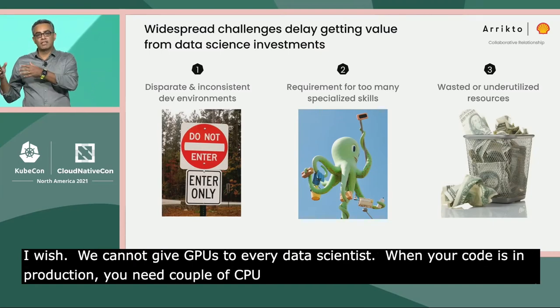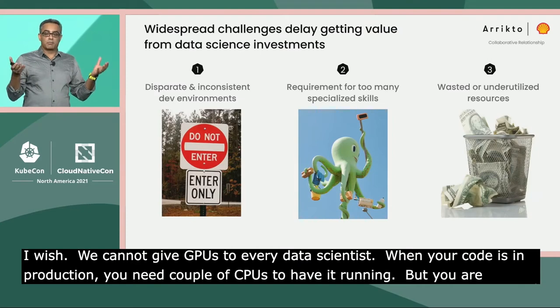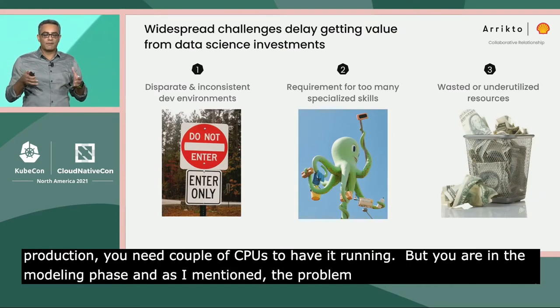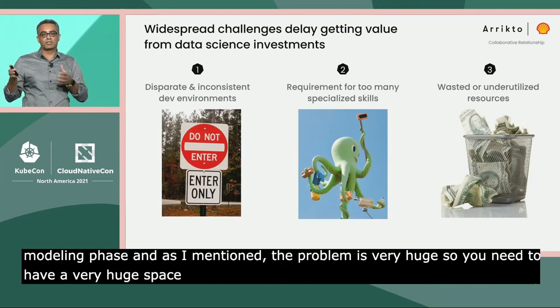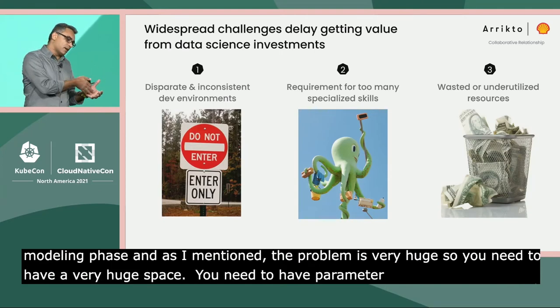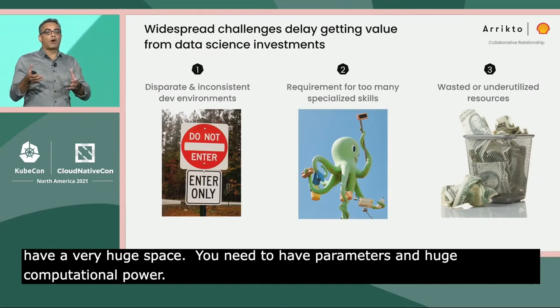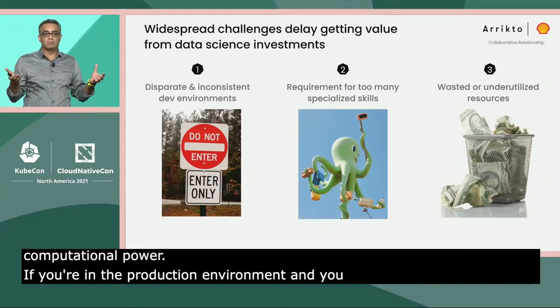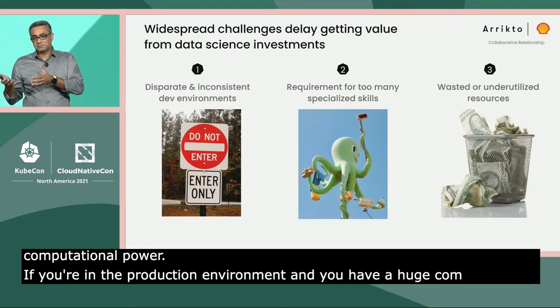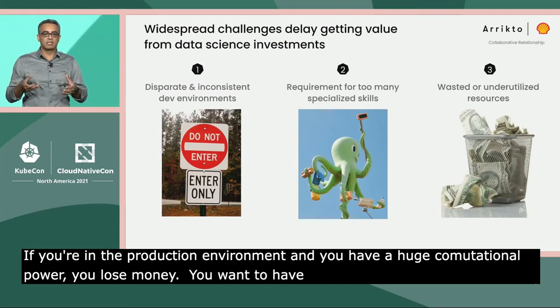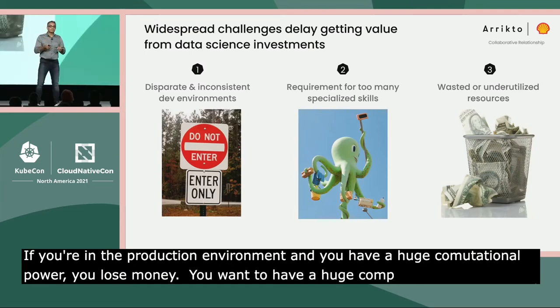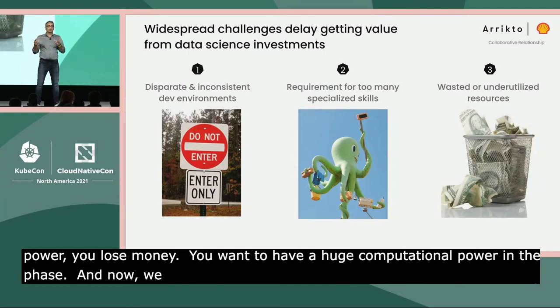But when you are in the modeling phase, as I mentioned, the problem is very huge. So you need to have a very huge search space. You need to tune so many parameters, and you need to have a huge computational power. If you are in the production environment and you have a huge computational power, you lose money because you don't need that. On the other hand, when you are in the modeling phase, you want to have a huge computational power, because if you don't have it, you're going to lose money by wasting the expensive time of your data scientist. And now we want to see how Kubeflow actually helps us to address all of these challenges.